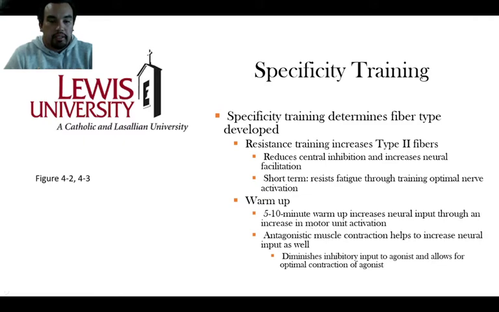Specificity training. Specificity training determines the fiber type developed, right? So resistance training increases type 2 fibers, okay? It reduces central inhibition and increases neural facilitation. In the short term, it resists fatigue through training and optimal nerve activation, right? So that's what we do, we resist training in the short term. We're getting that optimal nerve activation like we just talked about, and that's what we see at the beginning, okay?